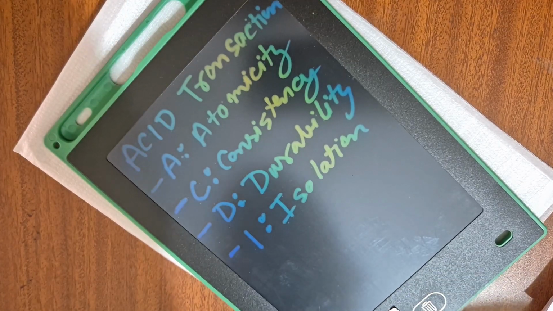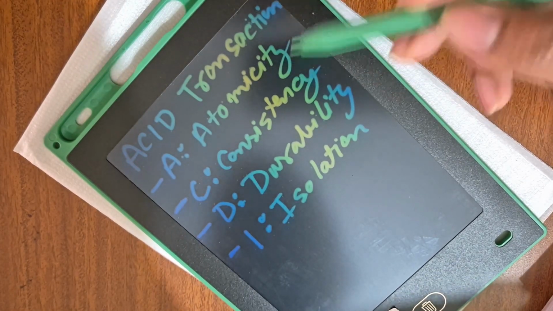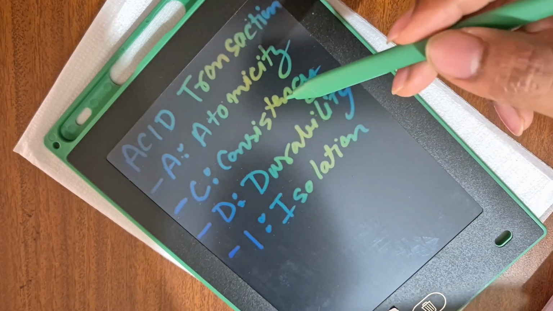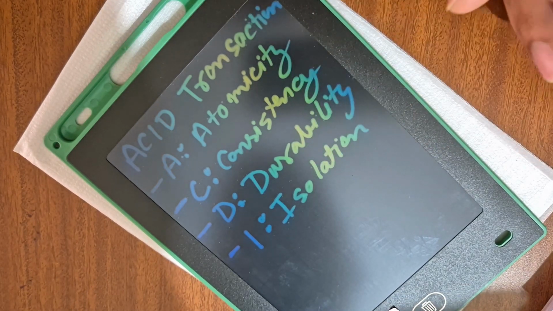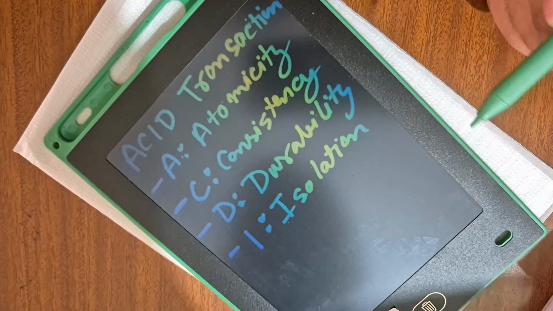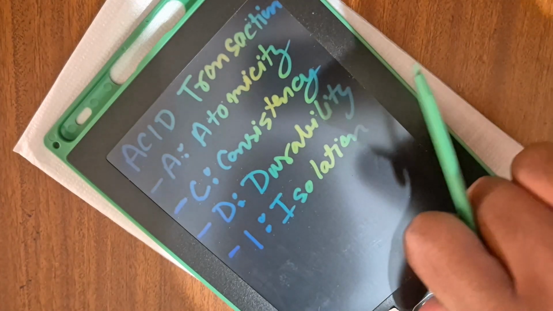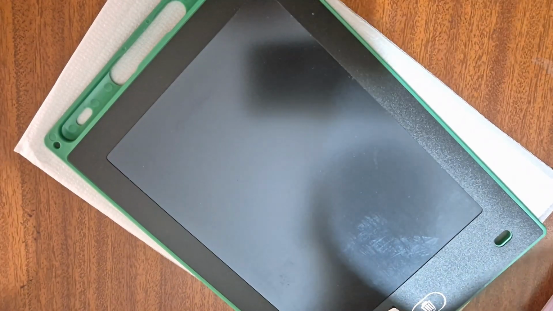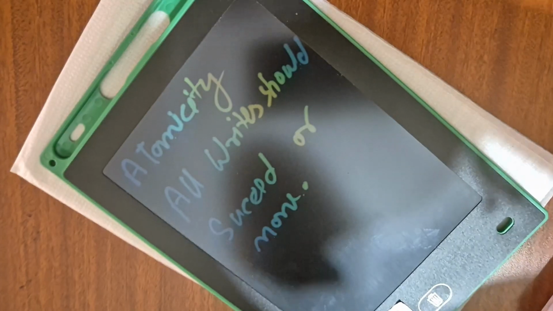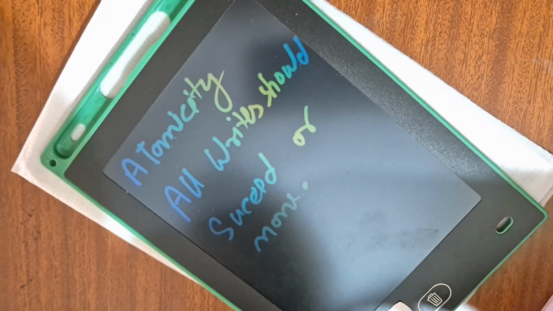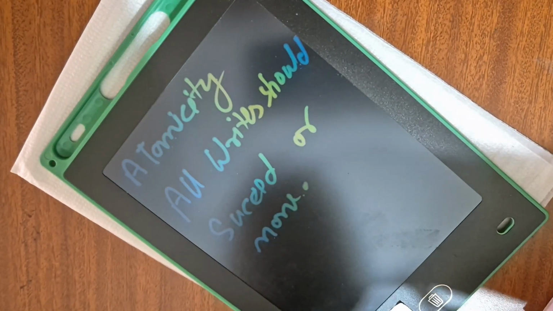So here A is atomicity, C is consistency, D is durability, and I is isolation. Now we will see each of them one by one. So the first one is atomicity. In atomicity, all writes should succeed or none should succeed.